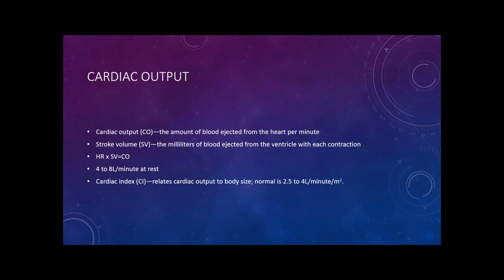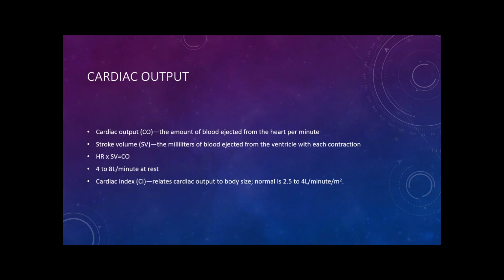Cardiac output, that is the amount of blood that is ejected from the heart, the left ventricle, per minute. Stroke volume is the actual measurement of milliliters of blood that is ejected from the left ventricle with each contraction. And remember, heart rate times stroke volume gives us a cardiac output. But we can't do stroke volume without some kind of device to help us measure that. All right? Normal cardiac parameters are 4 to 8 liters per minute at rest.